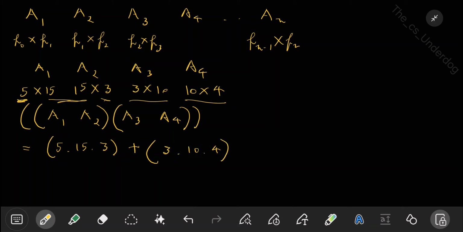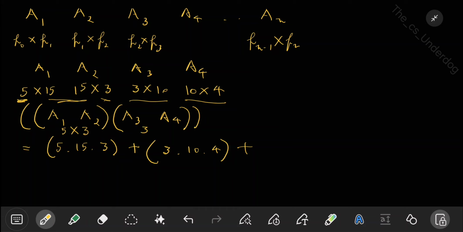This will be the total number of scalar multiplications in doing A3 into A4. Next step is, after I do both these, I have to multiply these results. When I multiply these results, how do I understand scalar multiplications? For that, I first have to know what is the dimension of A1 into A2. A1 into A2 will have the same number of rows as A1, that is 5, and the same number of columns as A2. So 5 by 3 is the dimension of the first result.